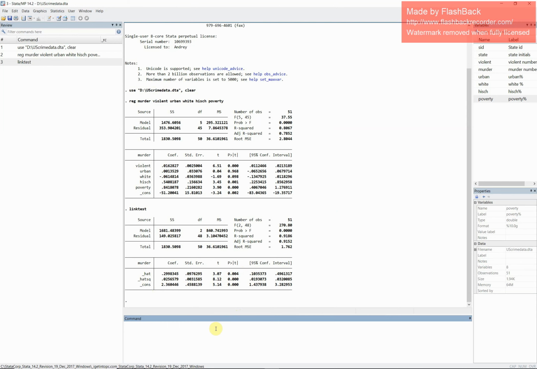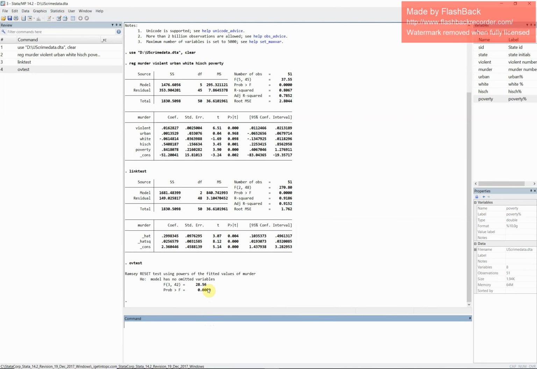Let us look at the test for omitted variables. For this, we use ovtest to see if our model has omitted variables. This test performs the regression specification error test, called RESET. Let us use this test, ovtest. If the probability of the F stat is significant, then it means that our model has omitted variables. Thus, there would be a need to reconsider our model.